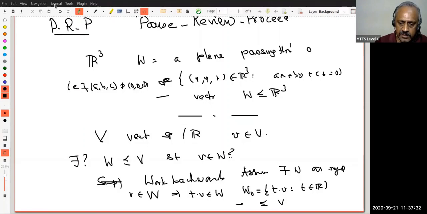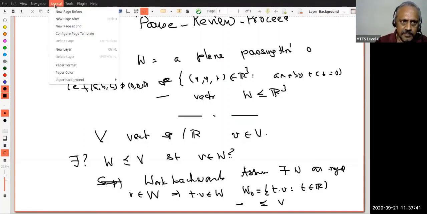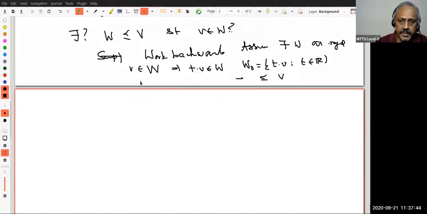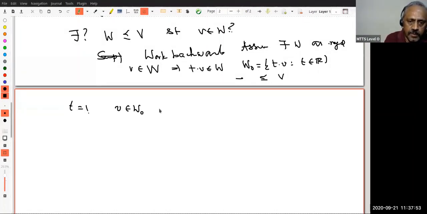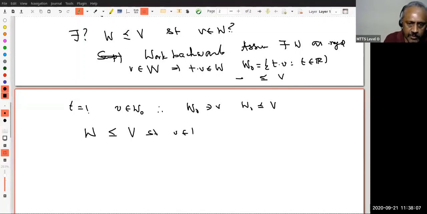t1 v plus t2 v will be (t1 plus t2) times v, so it's again in W0, and so on, right? Therefore, what do we know? Notice that when I take t equal to 1, v belongs to W0. Therefore W0 contains v, and W0 is a vector subspace of V. And if W is a vector subspace of V such that v belongs to W, then W0 is a subset of W. Do you understand this?